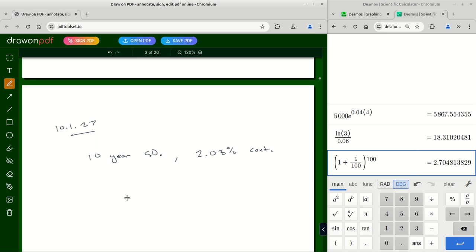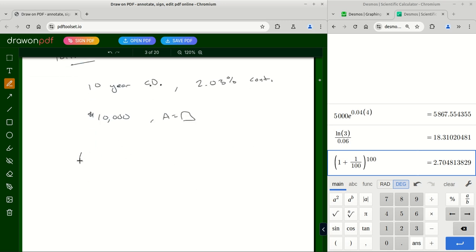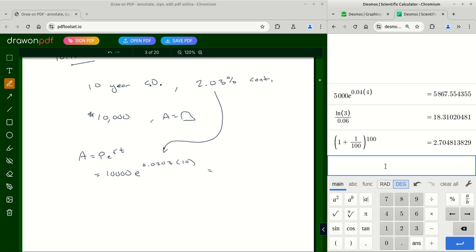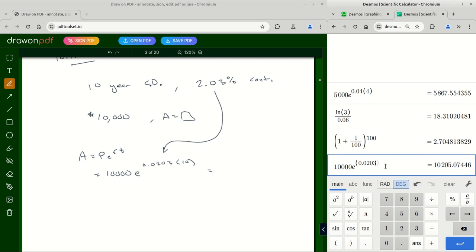So let's do this thing. You start with $10,000, and they have to tell you that, that you're going to buy this with for 10 years. Find the final amount. So this is just the PERT formula, really. I'm just going to remind you what the PERT formula looks like. $10,000. My rate is 0.0203, and then my time is 10. Now look at this. You see how I converted it? It's because you have to shift the decimal place twice. You have to put it in decimal form, and decimal form for that is what you're seeing. There you go.